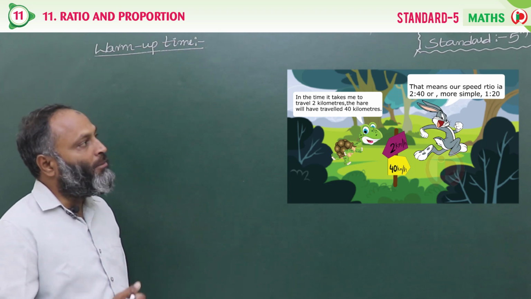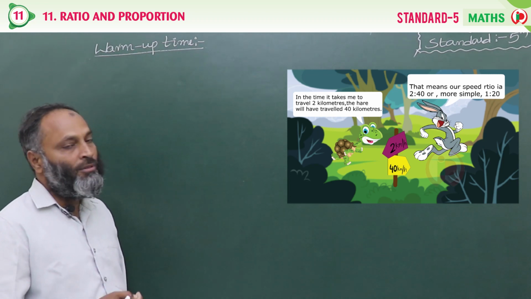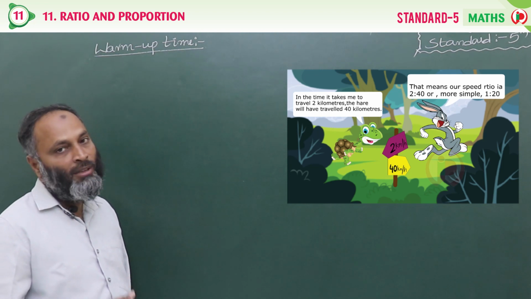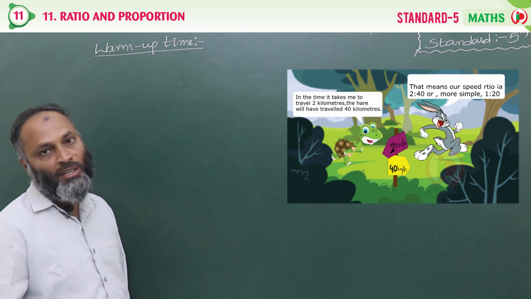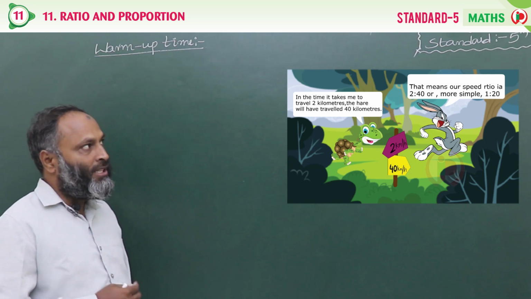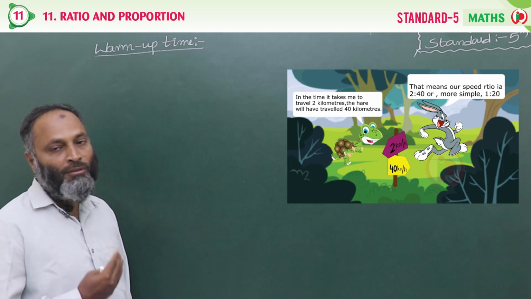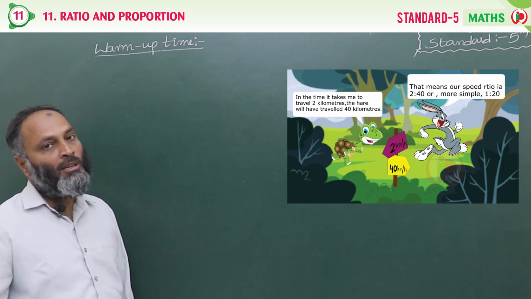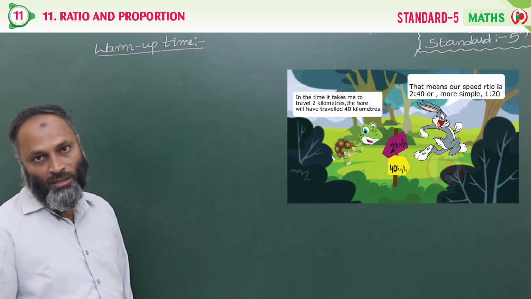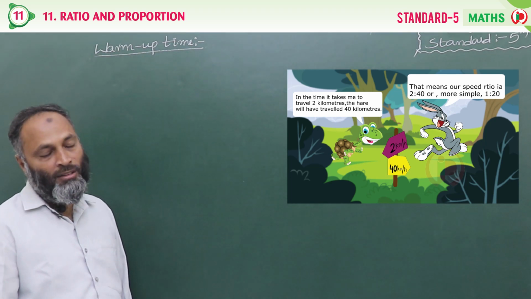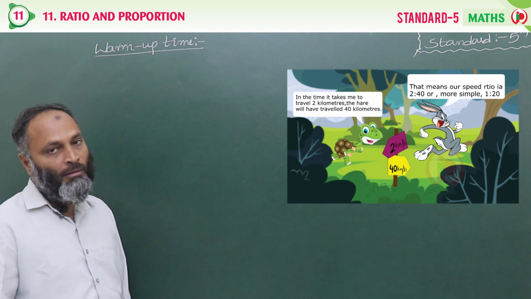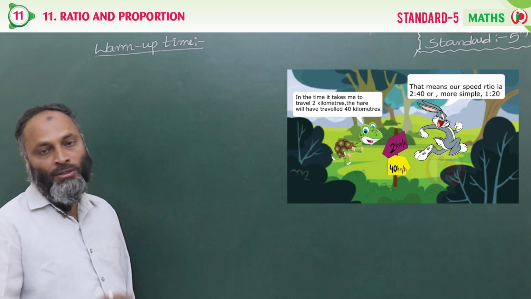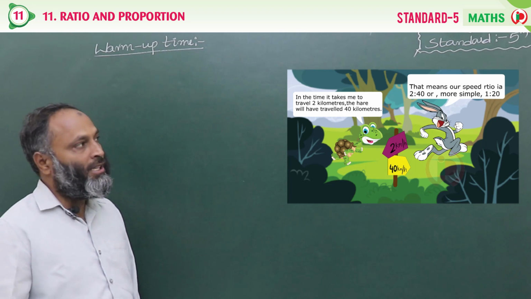If you simplify it, 2 ones are 2, 2 twenties are 40. So in simplified form, the distance ratio is 1:20. So this is the comparison of kilometers: how much distance the hare will travel and, at the same time, how much distance the tortoise covers. Both tortoise and hare, that is 2:40, and in simplified form, 1:20.